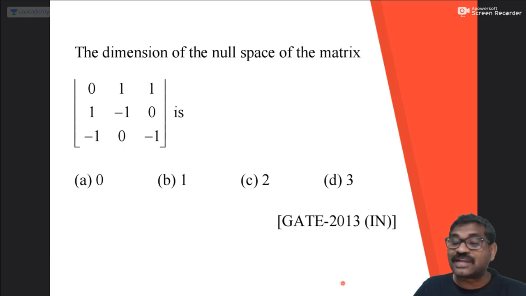Now, dimension of null space. What is dimension of null space? Dimension of null space is nothing but nullity. Okay? To calculate nullity, first you have to calculate rank. So first calculate rank.